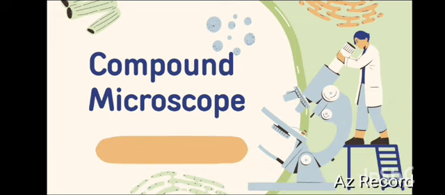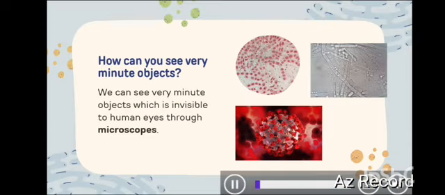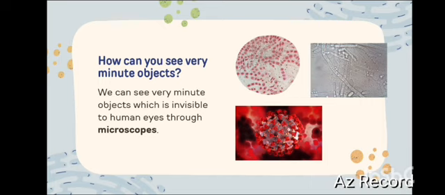Today we are going to discuss a new topic, and that is the compound microscope. So, how do you think we can see very minute objects? We can see very minute objects, which are invisible to human eyes, through a microscope. If we want to see blood cells, some bacteria, or viruses, which are invisible to our eyes, we use microscopes, and they help to enlarge the object and to view the image larger.